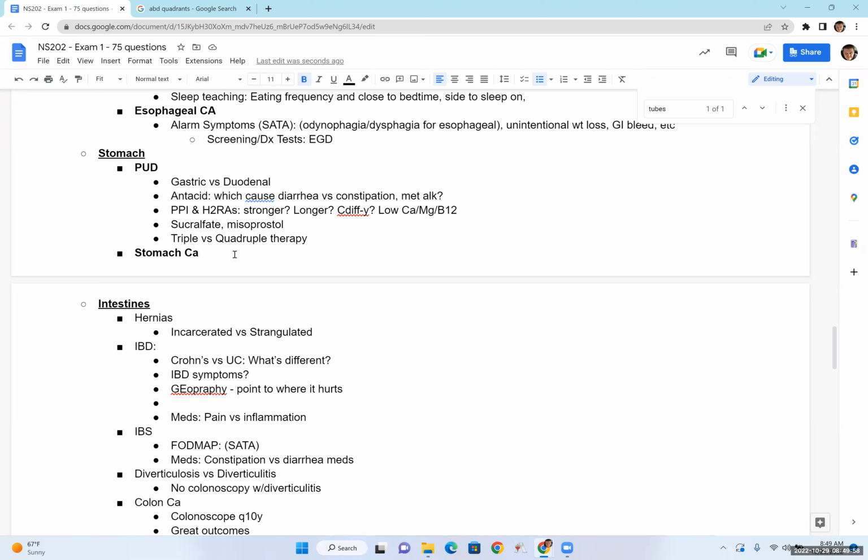PUD, know gastric versus duodenal. That's an easy guaranteed test question. I say guaranteed with an asterisk because I'm still compiling all the test questions. I wish I could test you on every single topic, but I can't. That's every nursing program ever: I study all this material and you only test me on one question from each one. But I do try to test from every different topic at least.